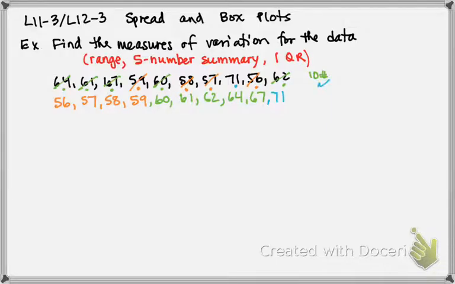Okay, so now I'm going to do my 5-number summary. So I'm going to label minimum, quartile 1, median, quartile 3, max. Okay, so minimums are easy.